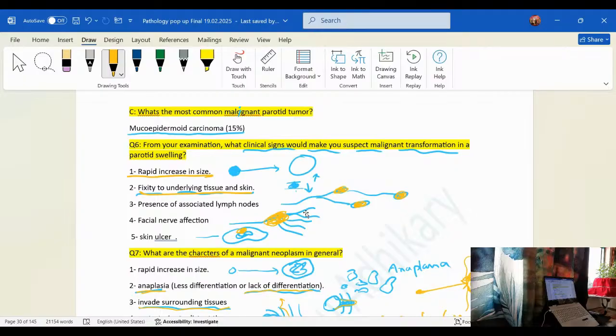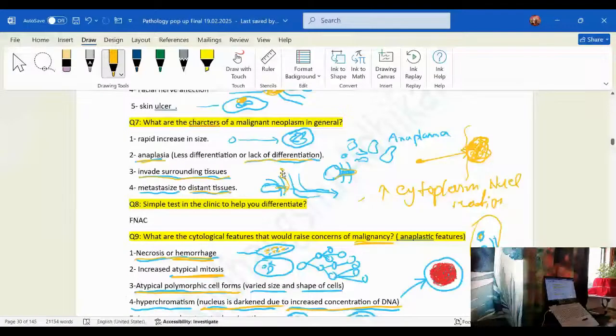What are the characters of a malignant neoplasm in general? Rapid increase in size, lack of differentiation, invasion of surrounding tissue, and distant metastasis. What simple test in the clinic helps to differentiate? FNAC.